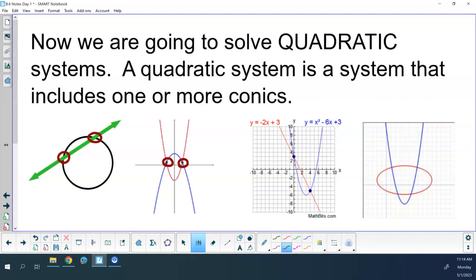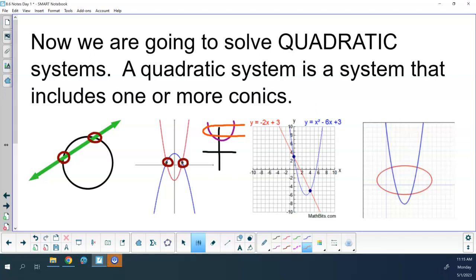Because if we had a parabola that opened up, and I had a parabola that opened right, let's say, we could intersect in 4 spots. And we'd have to find all 4 of those spots.